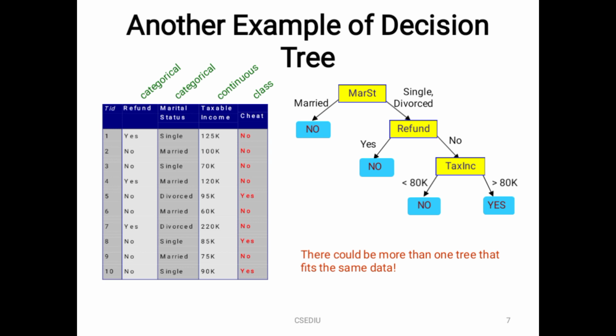Another example of decision tree. The data are similar to the tree in the previous example. Here marital status, refund, taxable income are also the branches, leaf nodes, or root node of the tree.